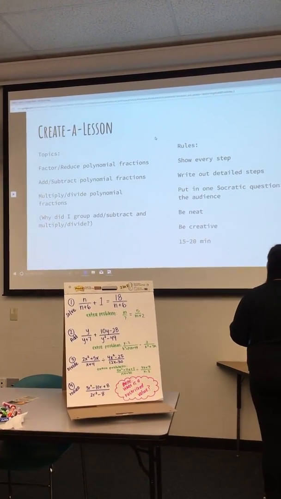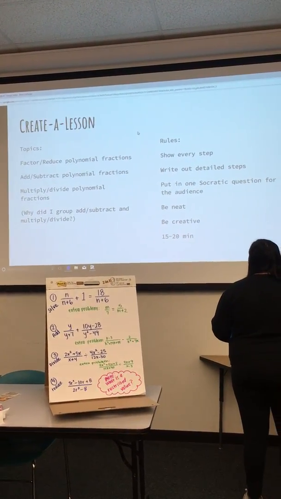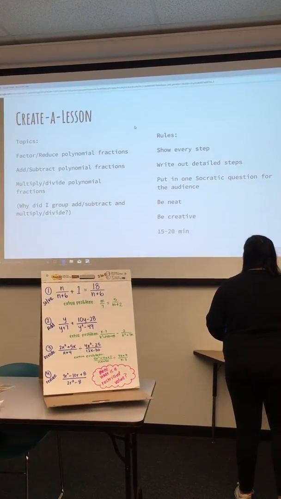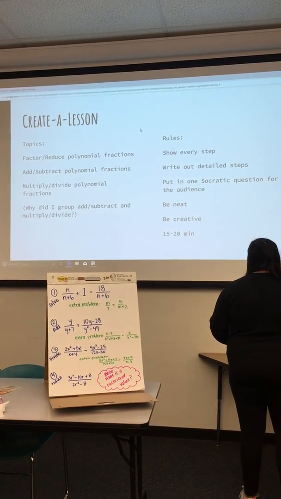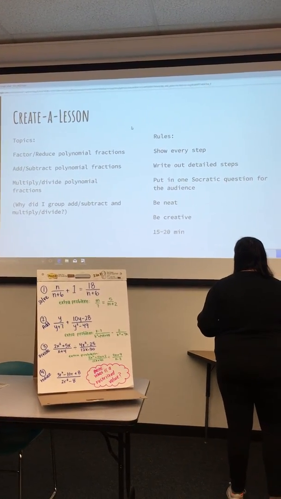Factor and reducing polynomial fractions, add and subtract polynomial fractions, multiply and divide polynomial fractions. And then why did I group add or subtract and multiply and divide? Yeah, that's just a question.